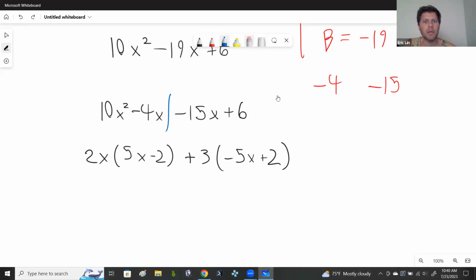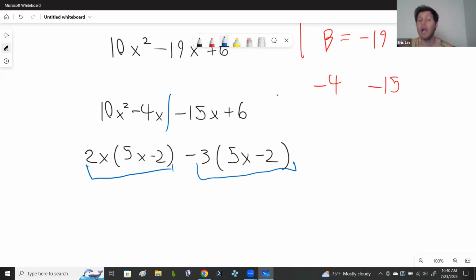So for the second one, instead of taking out just 3, I'm going to take out a negative 3, which allows me to switch the signs of everything inside. Okay, cool. Now I notice that both parentheses are 5x minus 2. Looking at this, if I look at each of these as one single term, I notice that they both have the 5x minus 2 parentheses in common.